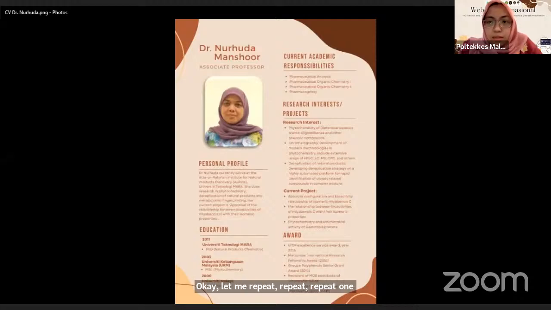repeat once more. Dr. Manshoor also received some awards and recognition. Some of them were the Excellent Service Award at UITM in 2016, and another award, the Masuma International Research Fellowship Award, also in 2016. Also the Group Polytechnic Senior Grant Award in 2014, recipient of the MOE Postdoctoral Scholarship in 2014, and also the UITM Young Lecturer Scholarship from 2005 to 2009.